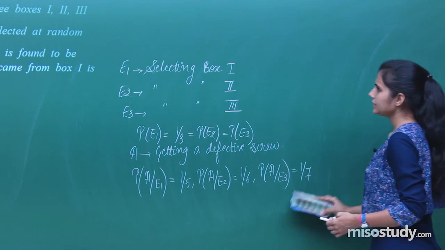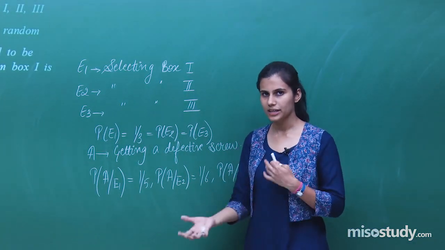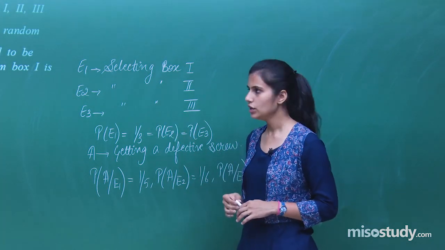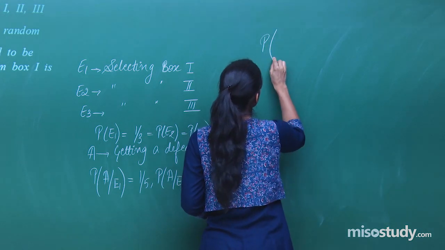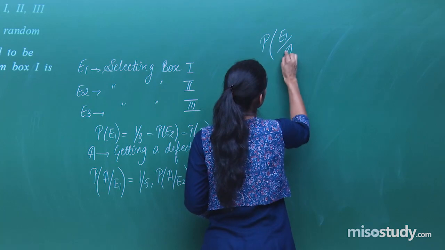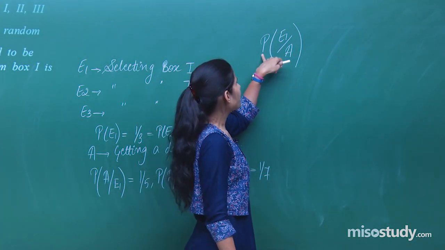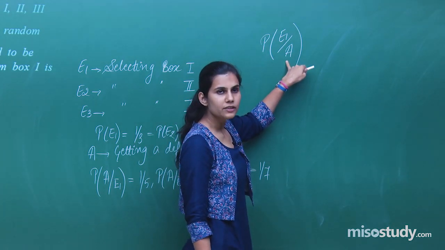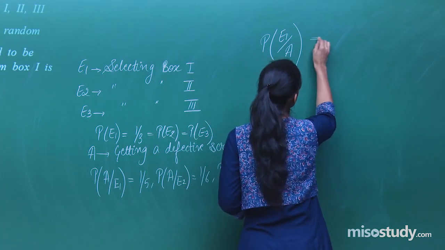Now, question is, what is the probability that box 1 is responsible for the defective screw that you have obtained when you have randomly picked up a screw from the boxes? So here basically we need to find out what is the probability that the source was E1 when A event has already taken place. What is the probability that when a defective screw has already been withdrawn, it has actually been withdrawn from box 1. This is nothing but Bayes' theorem.